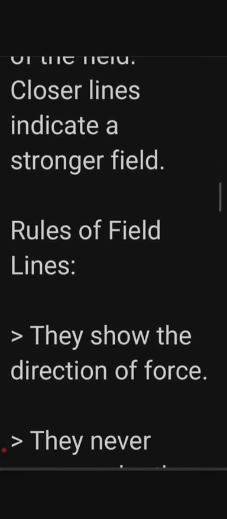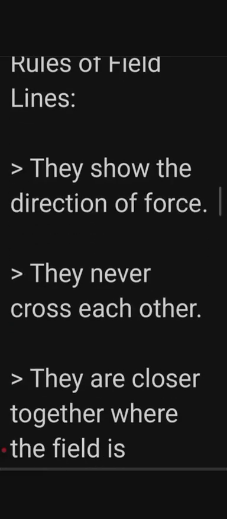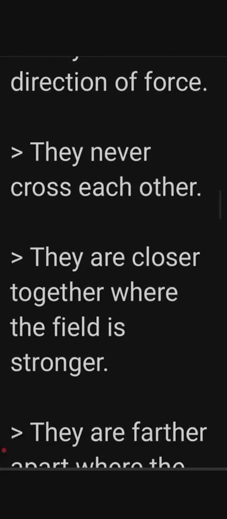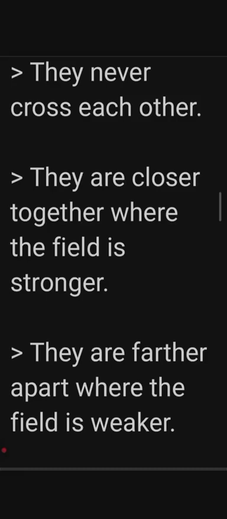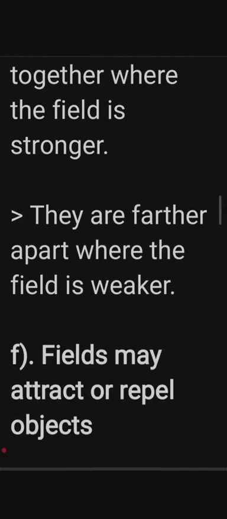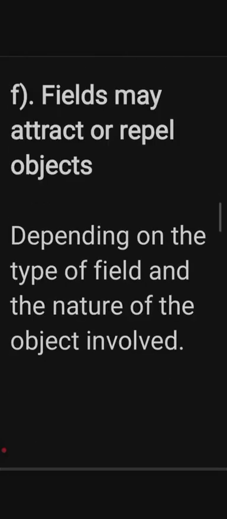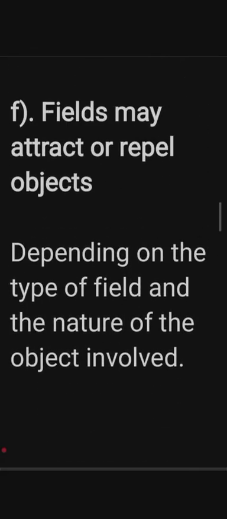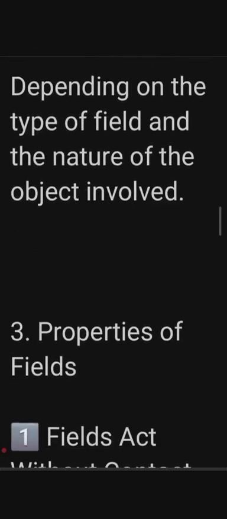Rules of field lines. Field lines show the direction of force. Field lines never cross each other. Field lines are closer together where the field is stronger. Field lines are farther apart where the field is weaker. Depending on the type of field and the nature of the objects involved, fields can either attract or repel.